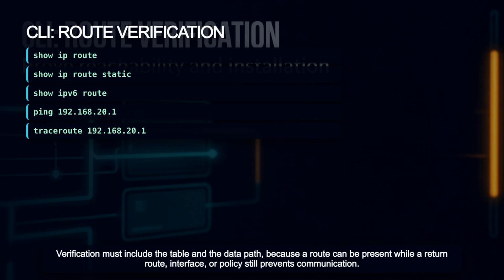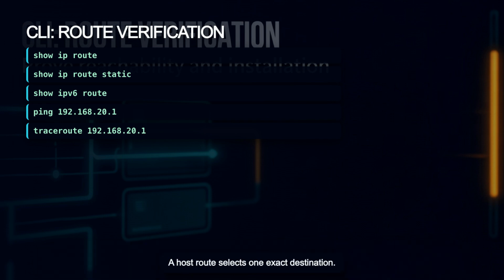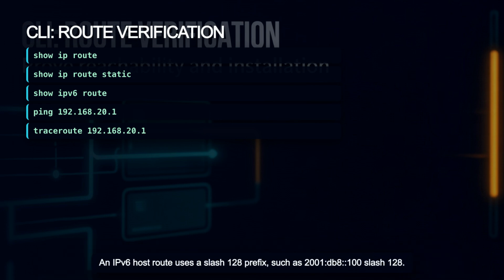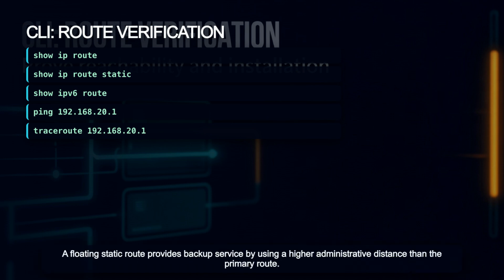A host route selects one exact destination. Configure an IPv4 host route with ip route 192.168.255.255 255.255.255.255 followed by the next hop. An IPv6 host route uses a /128 prefix, such as 2001:db8:100::/128. A floating static route provides backup service by using a higher administrative distance than the primary route.